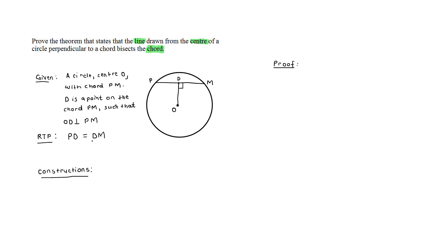So that's what you're required to prove, and this statement over here is the statement that should be the last part of your proof. So your conclusion, basically. Now we're going to go on to any constructions that we need to make in order to draft our proof. The constructions that we're going to have to make for this specific proof are radii, because this proof, if you think about it, just relies on these two triangles being congruent to each other.